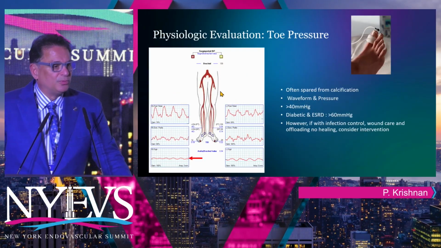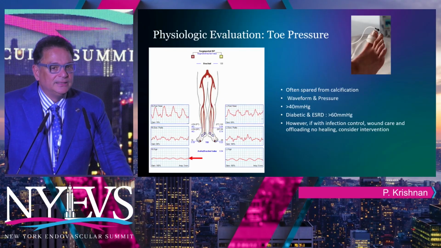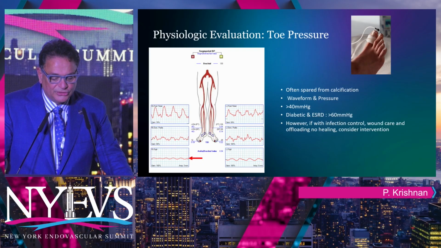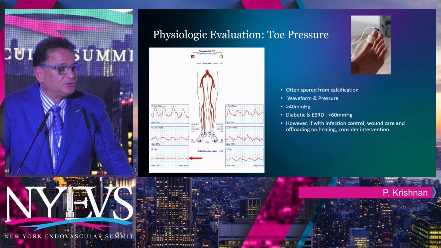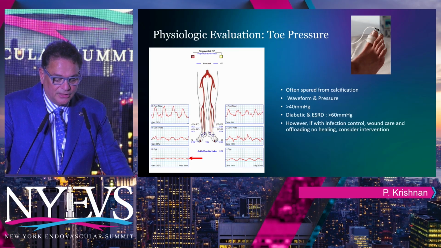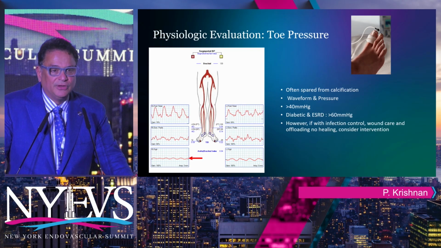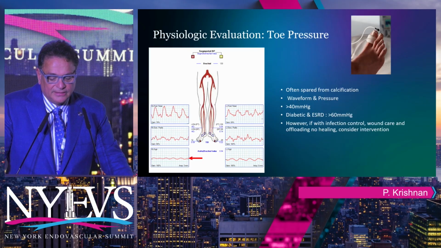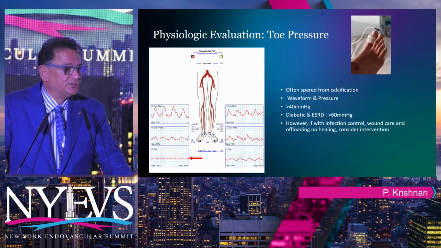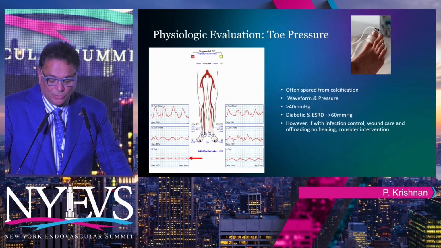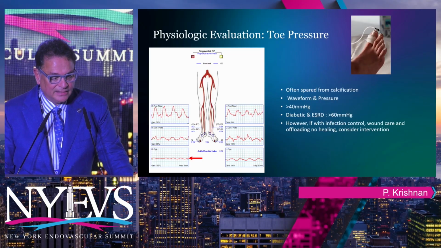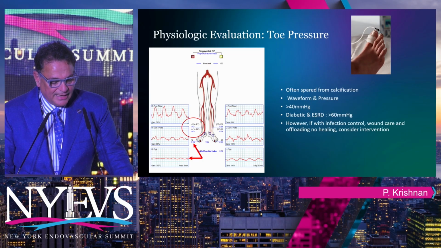So remember, toe pressures are important, and it's important for you to see that especially in diabetic disease and advanced disease, you have to use toe pressures. The reason is calcified vessels spare our digital arteries, and therefore, because of that, you can use a toe pressure. And when you use the waveform and the pressure, if you have a pressure greater than 40 millimeters, then clearly our diabetic and ESRD greater than 60 millimeters are normal. However, if you have infection control and wound care and offloading, you can try to achieve this in order to be able to heal the wound. So again, it's very, very important.